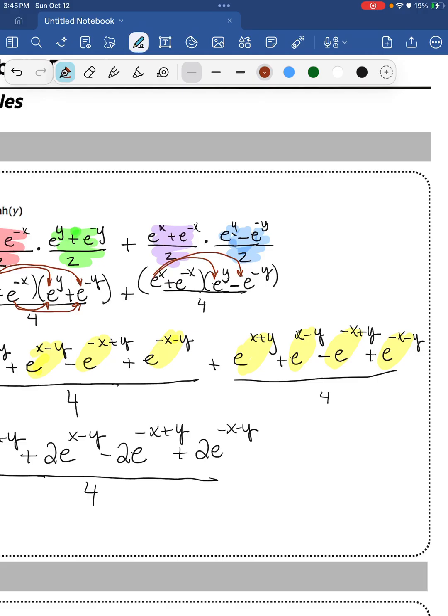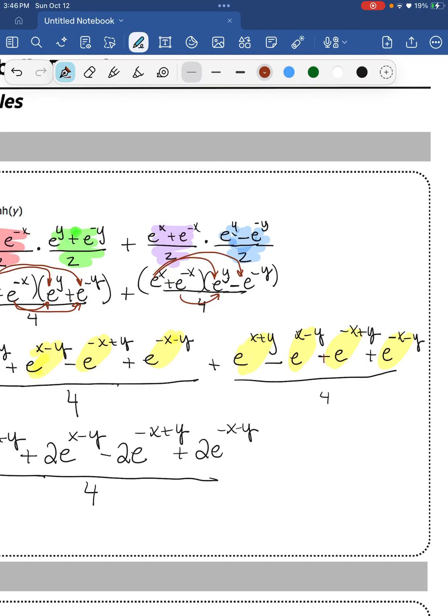All right, so we have the following situation, and the goal again here is to go from one side onto the other, and we can easily do so using again the definitions of sine h and cosine h. And when you're looking at identities, you definitely want to start with the more difficult side, which in my opinion happens to be the right side.